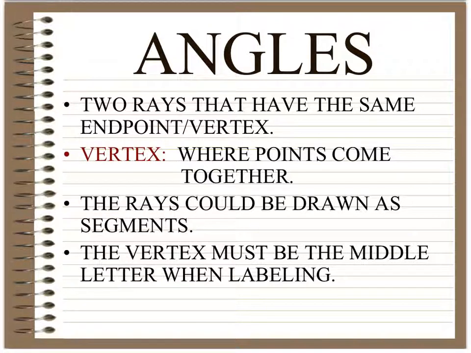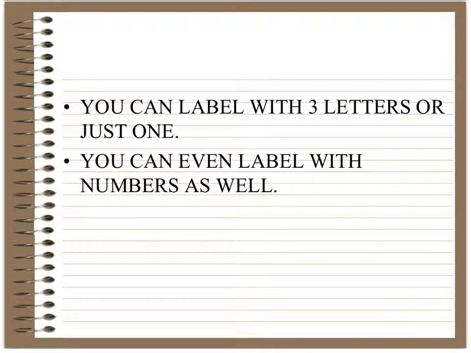So angles are defined as two rays that have the same vertex or endpoint. Vertex is where points come together, so think of a corner. The rays are drawn as segments as well, they don't have to have the arrows. But when you label it, the vertex must be in the middle of your labeling. You can label with 3 letters or just one, and you can even label the angle with a number as well.